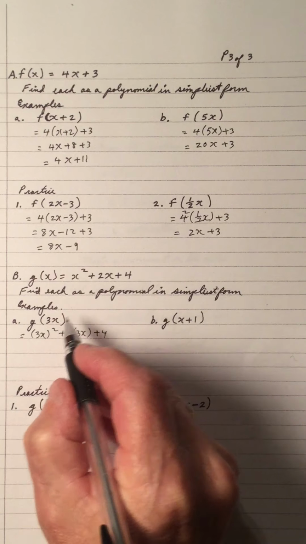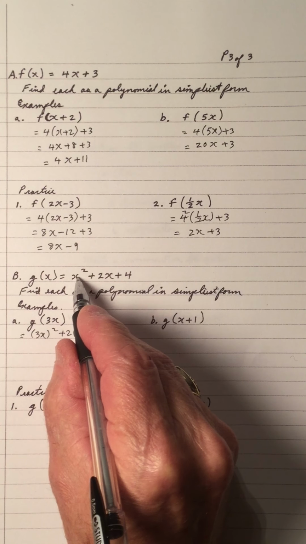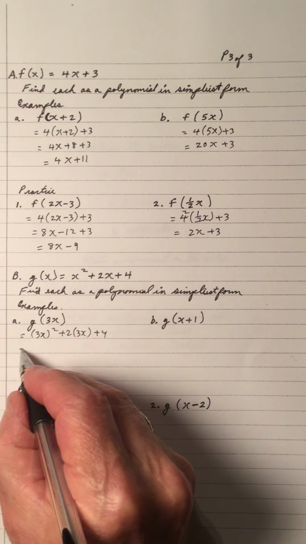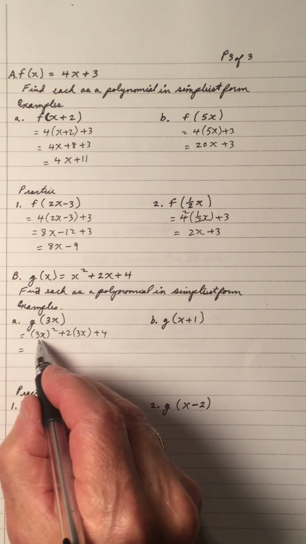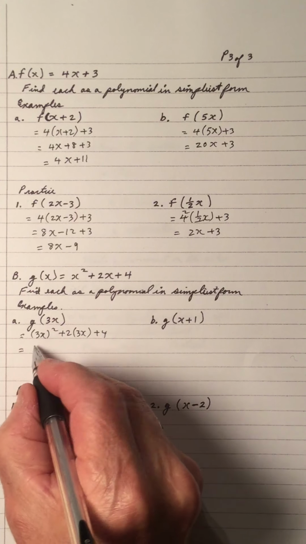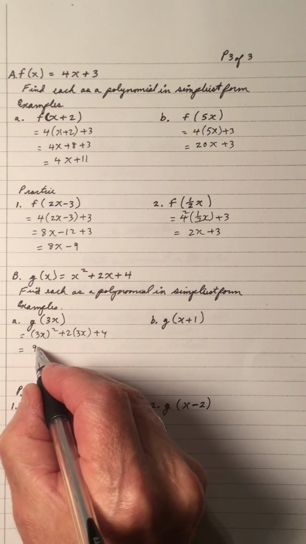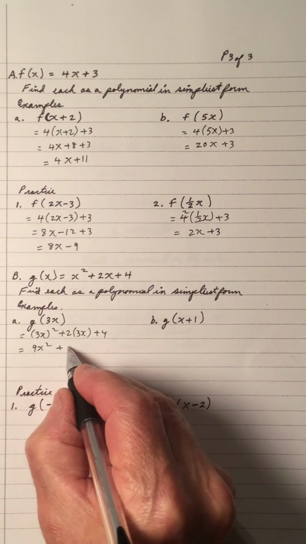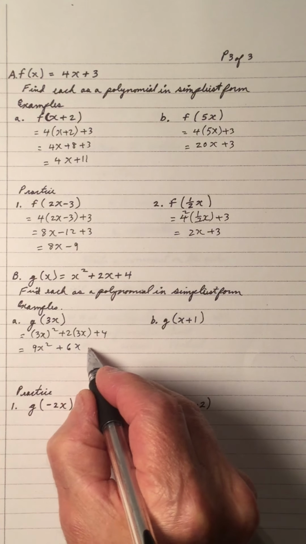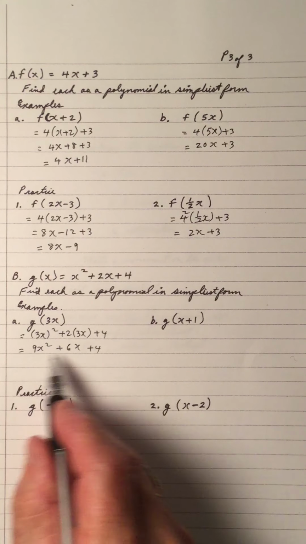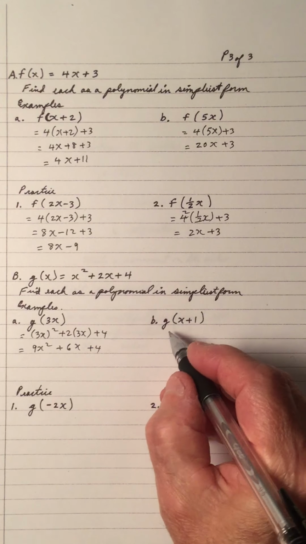And so I subbed in 3x right there in the place of x, as you can see. And now we have to work out each part. So I have to work this part. 3x squared gives you 3 times 3 is 9, x times x is x squared. And I have to do 2 times 3x is 6x plus 4. And we can't do anything else because they're not like terms.